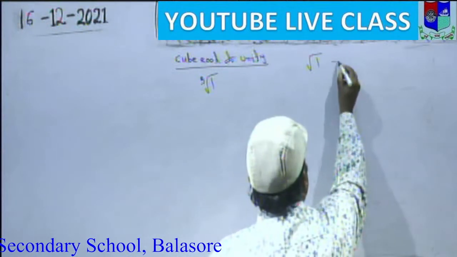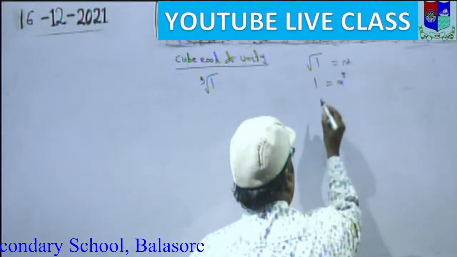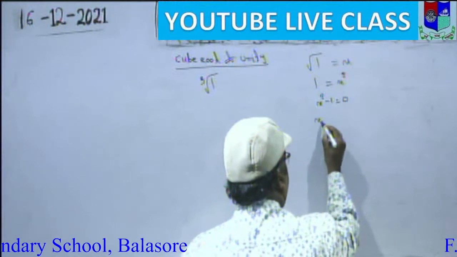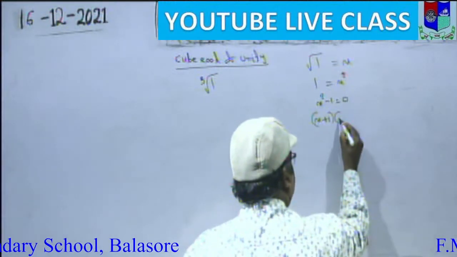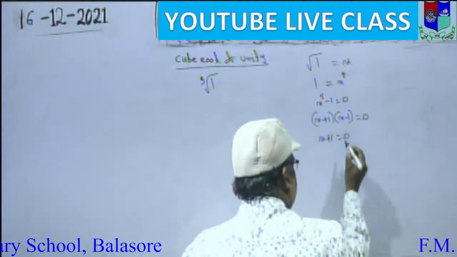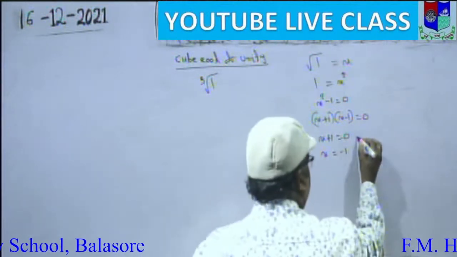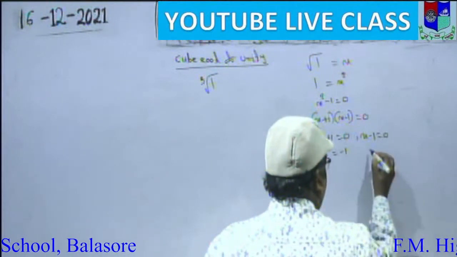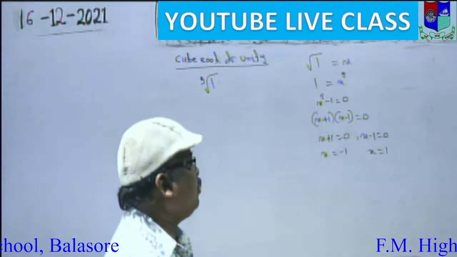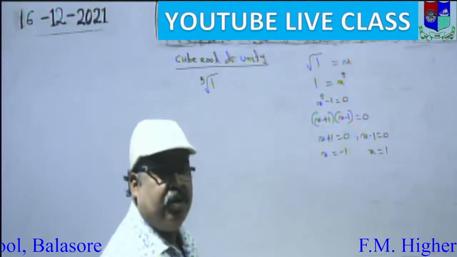Let it be x, then squaring both sides. Now it is x square minus 1 equal to 0. After factorizing it, we find x plus 1, x minus 1 equal to 0. So once x plus 1 is 0, then we find x equal to minus 1. Again, x minus 1 equal to 0, we find x equal to 1. This is the procedure to find out the square root of 1. So we find square root of 1 is plus or minus 1.